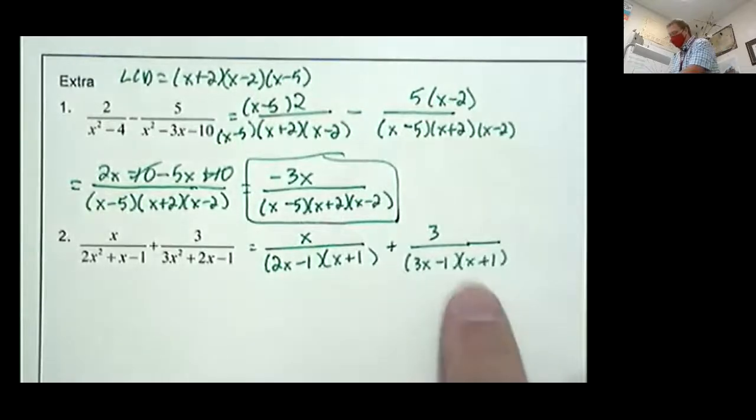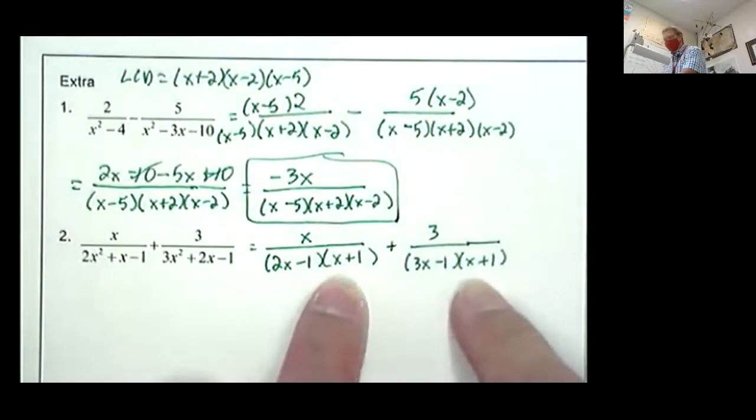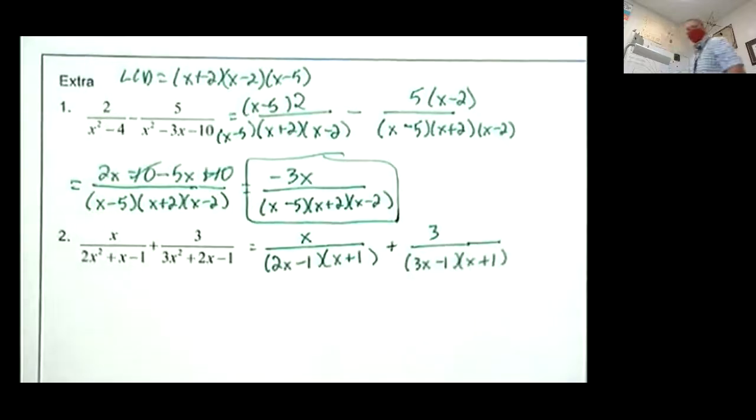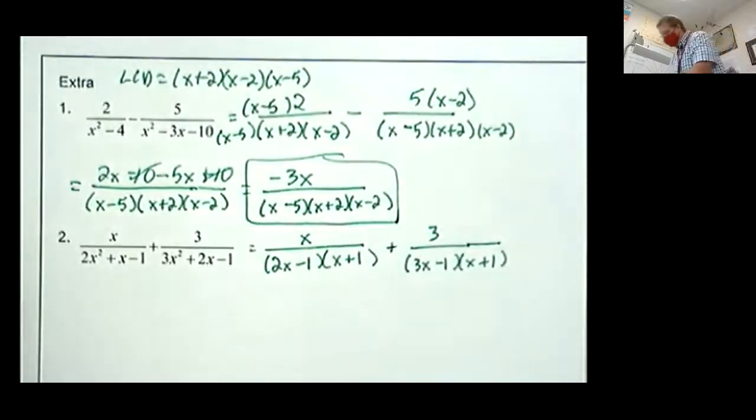Usually what's going to happen is one of them will be the same. So if you get stuck factoring, look at the other polynomial to see what the terms were, and that will give you a clue about what it might factor into.